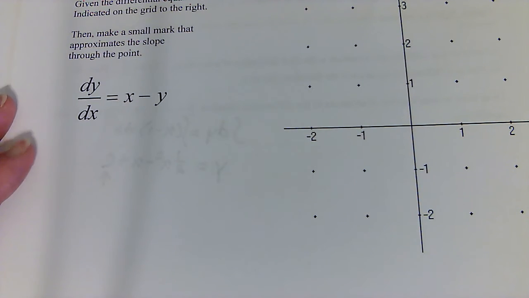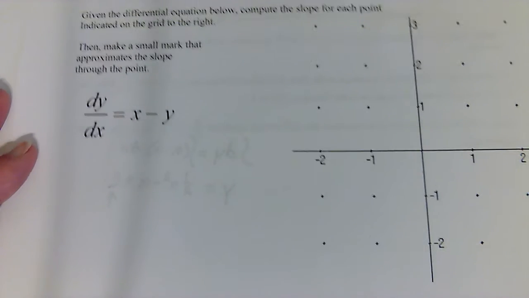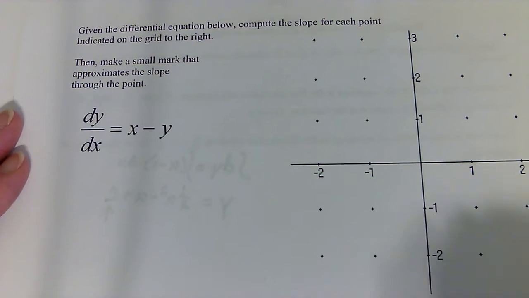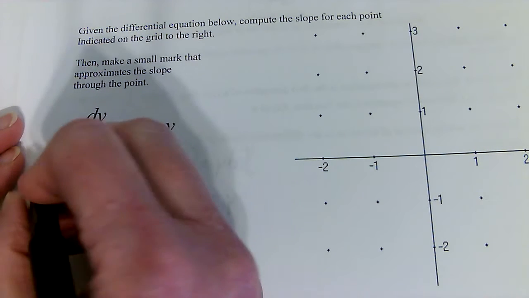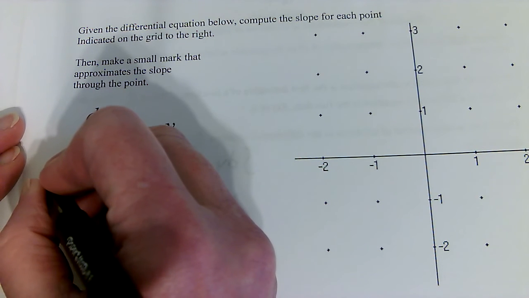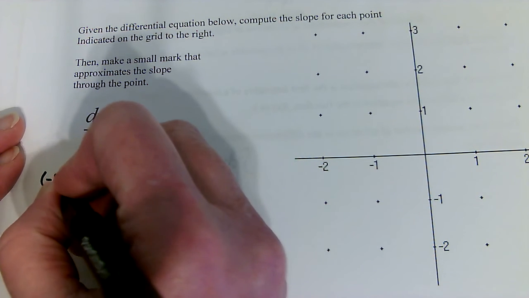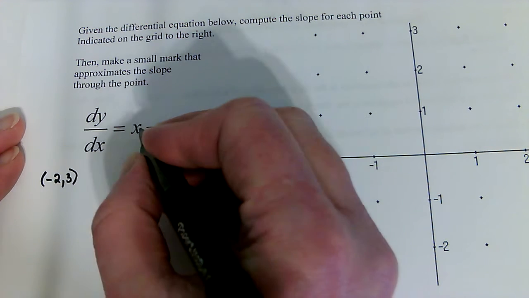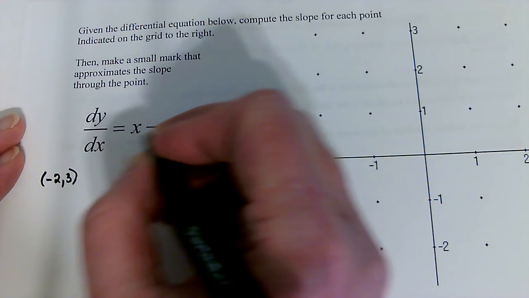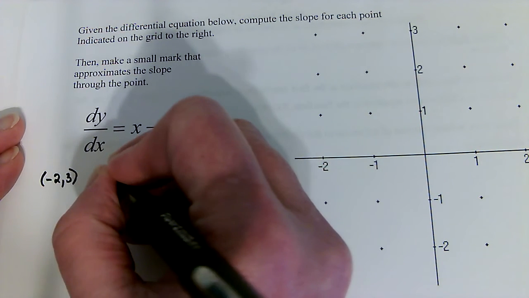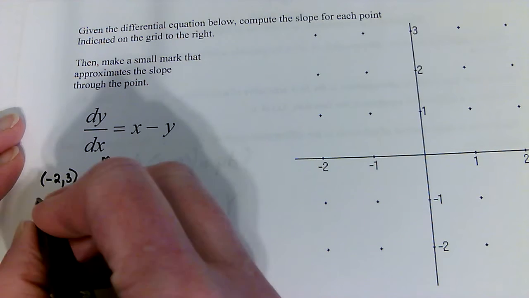Okay. Next one. Okay, so x minus y. Oh, this one has x and y in it. Okay, so I'm going to make a little table. Let's start with, I like to start with -2, comma 3. That'd be -2 minus 3. That's a -5 for my slope.